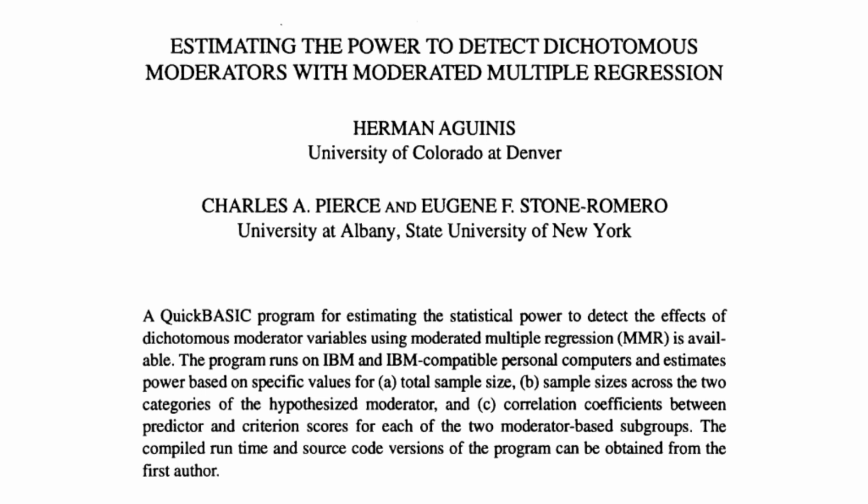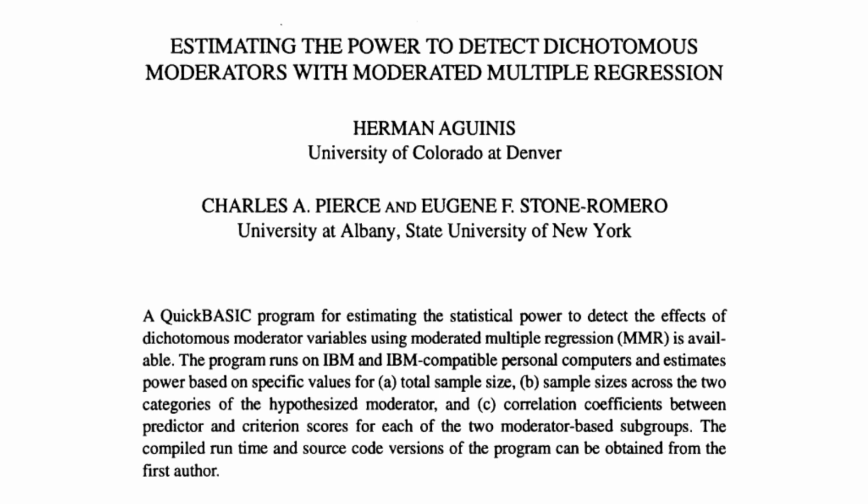And their solution? Pretty clever, especially for back then. They developed a whole computer program just for researchers to use to estimate the power they'd need when they were dealing with these dichotomous moderators. Hold on, a computer program? Back in 1994? That's pretty ahead of its time. So tell me, how did this thing actually work?